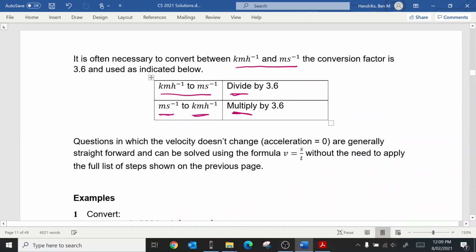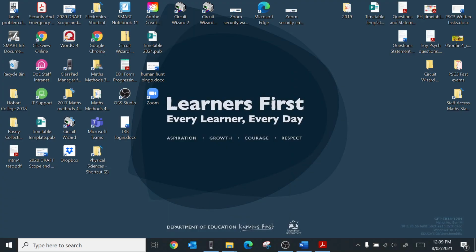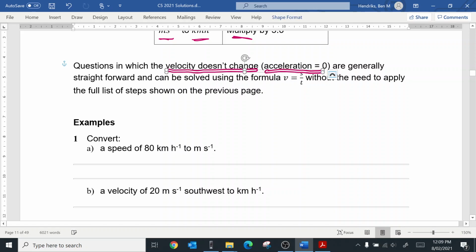Okay, so the first examples here are questions in which velocity doesn't change. So acceleration is equal to 0, so A is equal to 0. These are generally straightforward, which means quite easy, and can be solved using the formula V equals S over T, without the need to apply the full steps shown on the previous page.